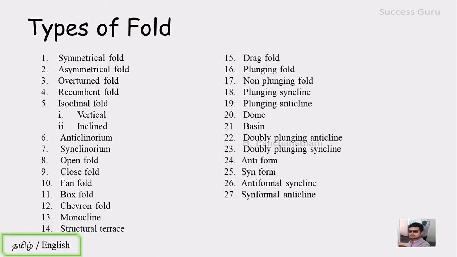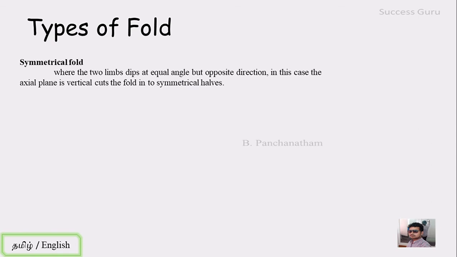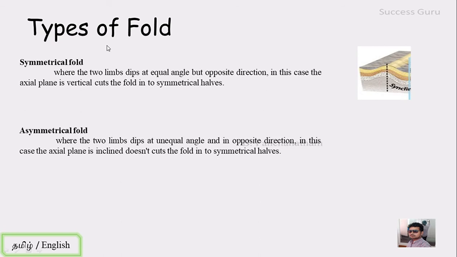So let's get into the very first type, that is the symmetrical fold. A fold where the two limbs dip at equal angle but in opposite direction, and in this case the axial plane should be vertical and cut the fold into symmetrical halves. You can see the two limbs dipping away from each other, in the same angle but in opposite direction, and the axial plane is vertical. These are the essential criteria for a symmetrical fold.